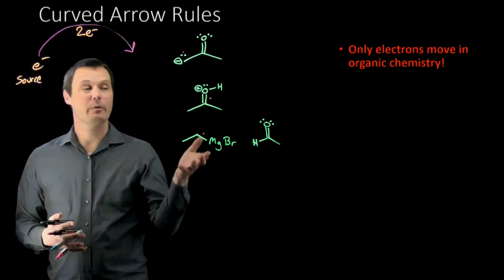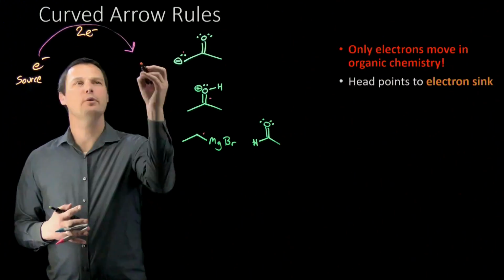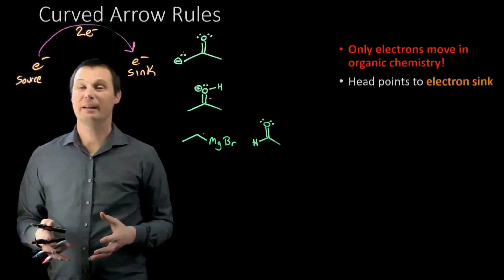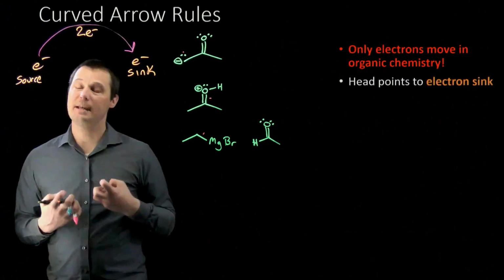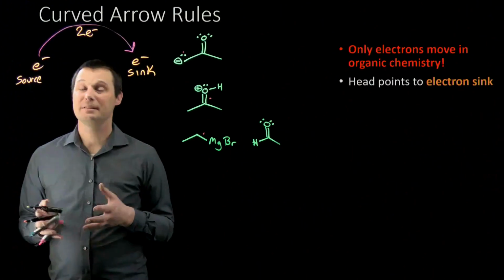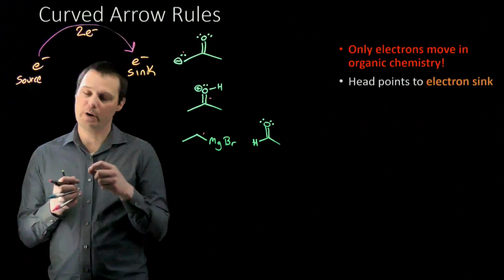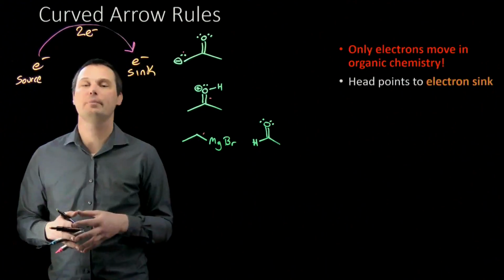Once we've identified where we're going to start a curved arrow, we have to figure out where we're going to point that curved arrow. Curved arrows always point to some kind of electron sink. An electron sink is some place in a molecule that can accept a pair of electrons. It's someplace that somehow lacks electron density in the molecule. Sometimes we'll point arrows at an electron deficient atom that can use more electrons. Sometimes we'll point it at the bond between two atoms to form a new bond between those atoms.